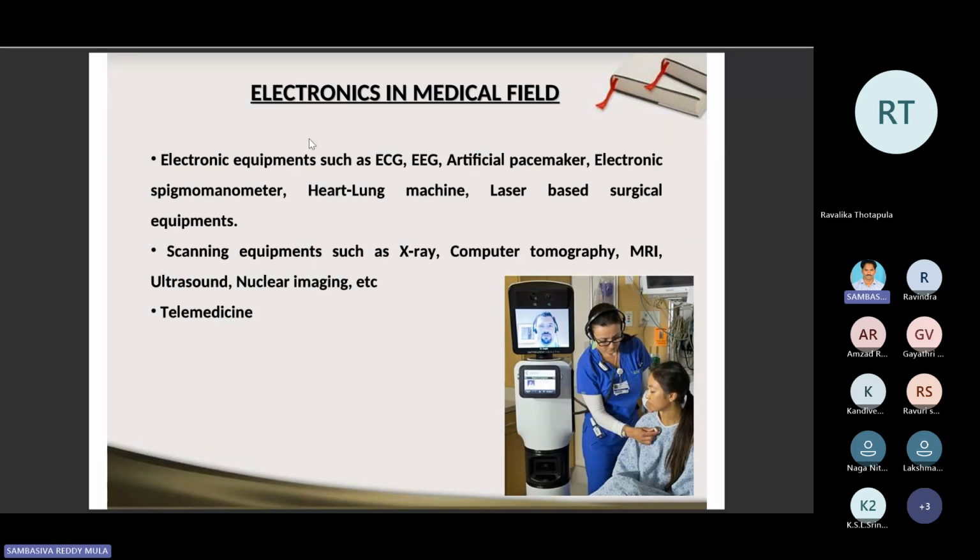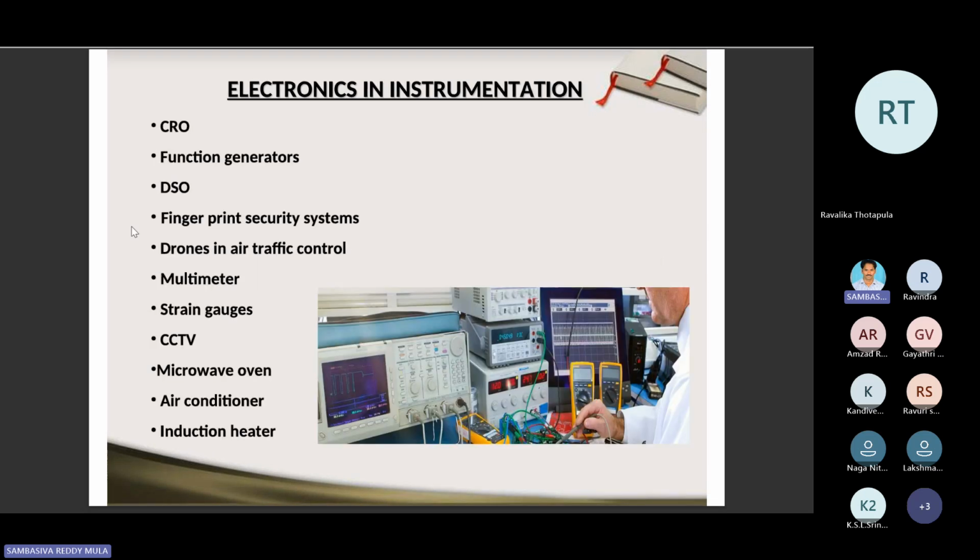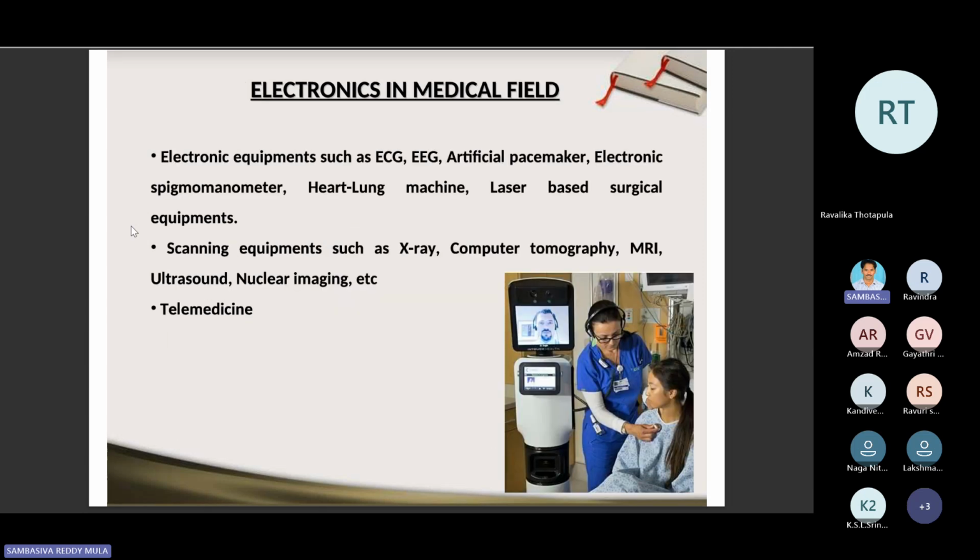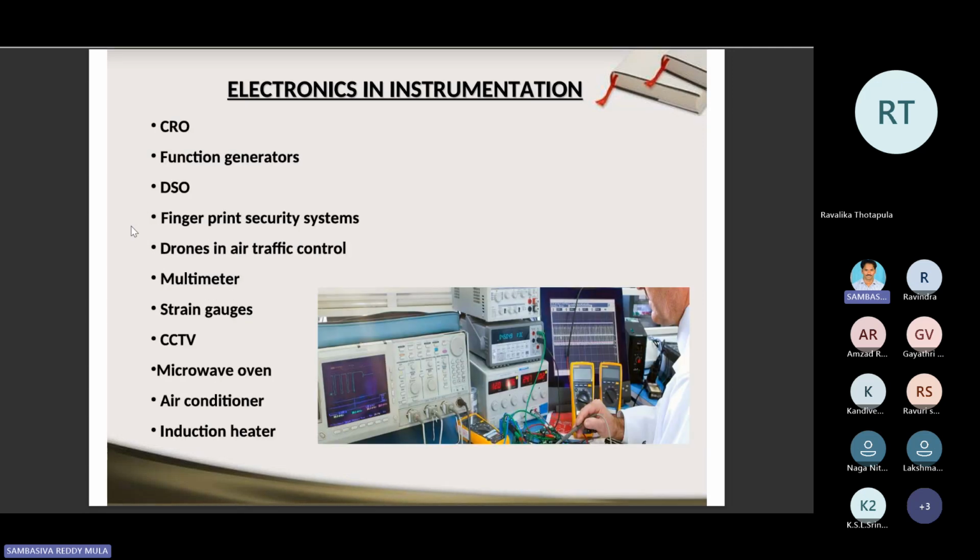Electronics is applied in the medical field also. Electronic equipment such as ECG, EEG, artificial pacemaker, electronic sphygmomanometers and heart lung machine, laser based surgical equipment, scanning equipment like X-ray, computed tomography, MRI, ultrasound, nuclear imaging, and telemedicine. Now telemedicine is very famous. Surgeries are also being performed by means of video conferencing, telemedicine, telegraphy.